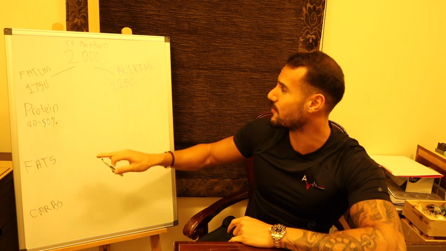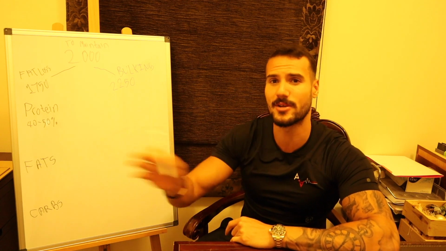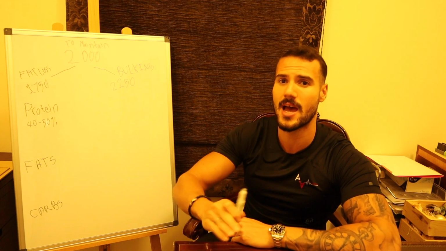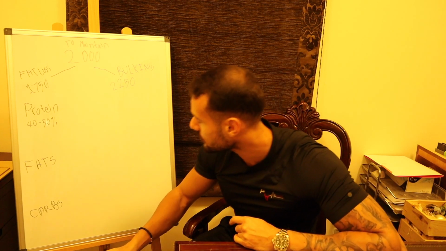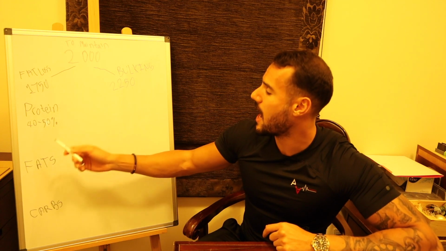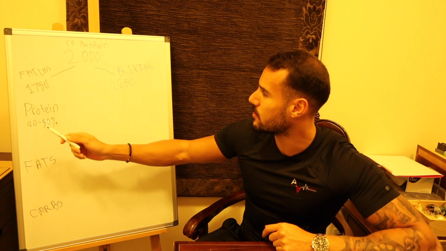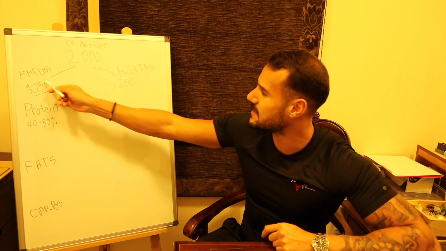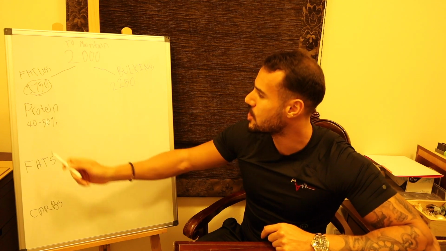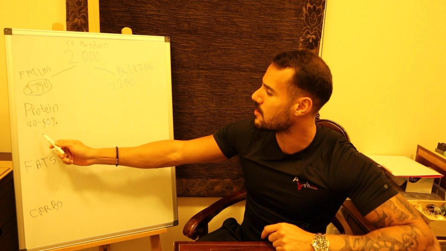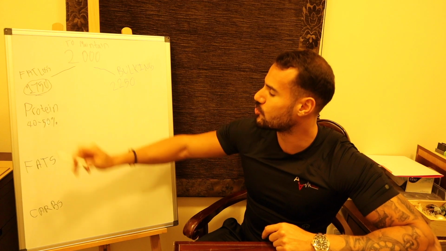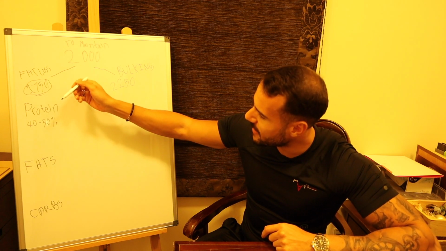And in that video I told you about on my Instagram, I also have pie charts for each, for bulking and fat loss, showing how much protein, how much fat, and how much carbohydrates you need. So I have 1750 calories. So I need to determine how much I should have.